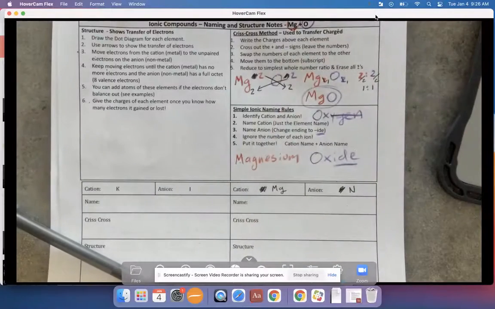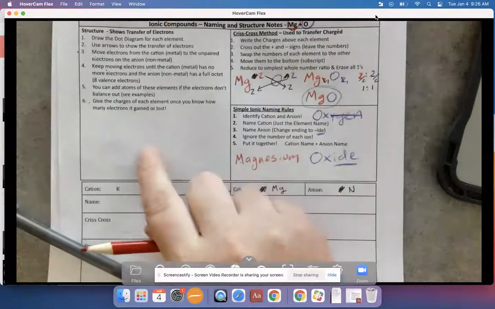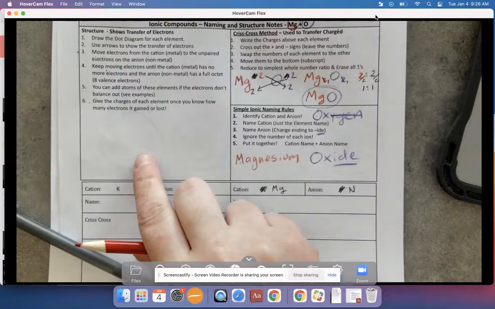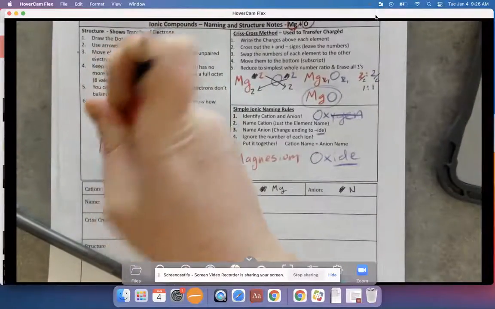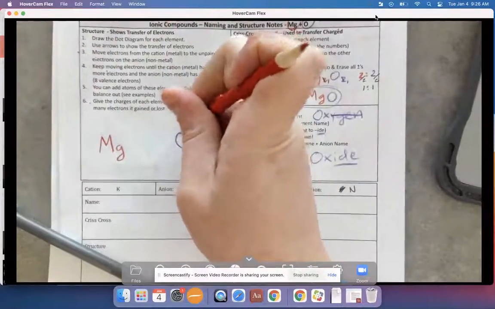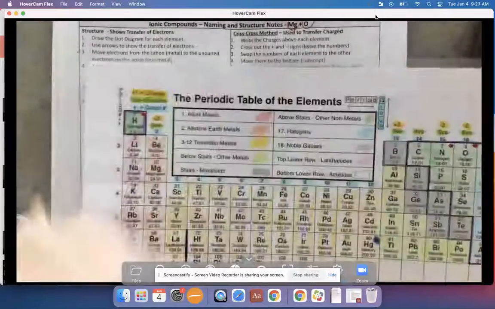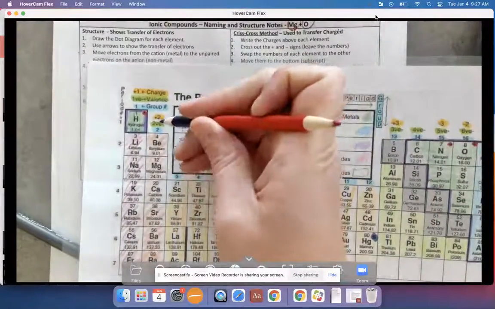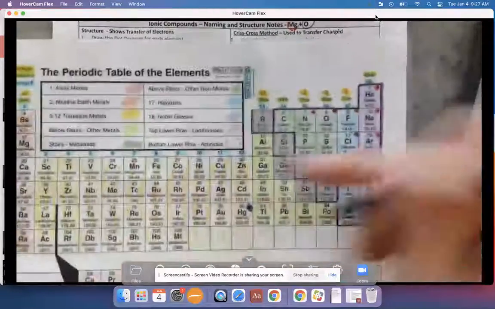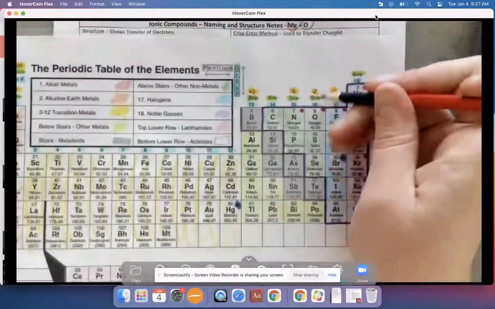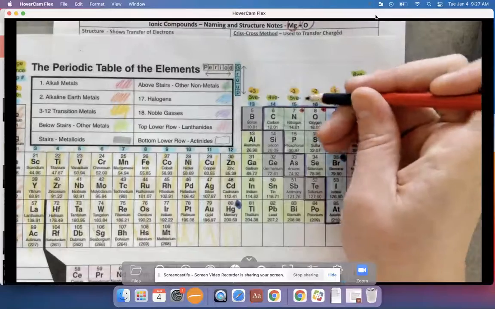Okay. Now we're going to draw out the transfer of electrons. Now we're not going to do the full atom drawings. We're just going to do the Lewis dot diagrams. And for this, we need the valence electrons, not the charges. So if I look at my periodic table, find Mg again, I come up to the top. Mg has 2 valence electrons, and O has 6 valence electrons.